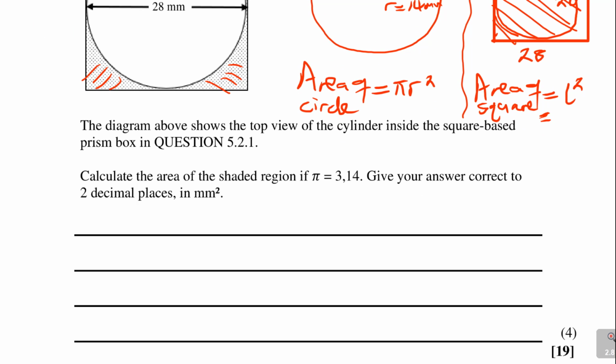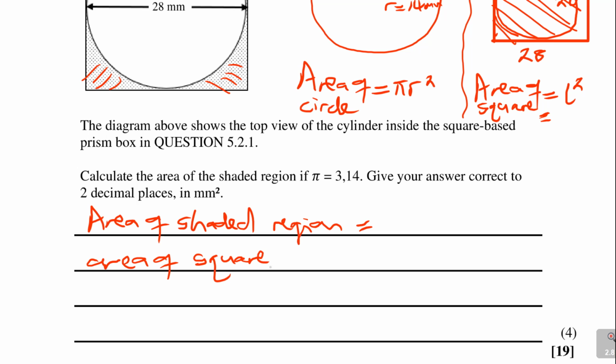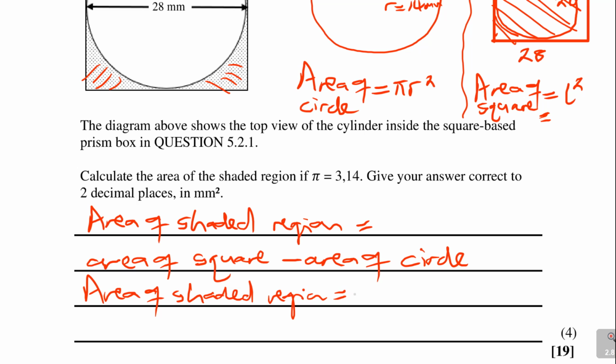If they say calculate the area of the shaded region, you're going to say area of shaded region is equal to area of square. The bigger one is the square, and then you say minus area of what? Of circle. That's all. And then you continue, area of shaded region is equal to, now area of what? Of circle.